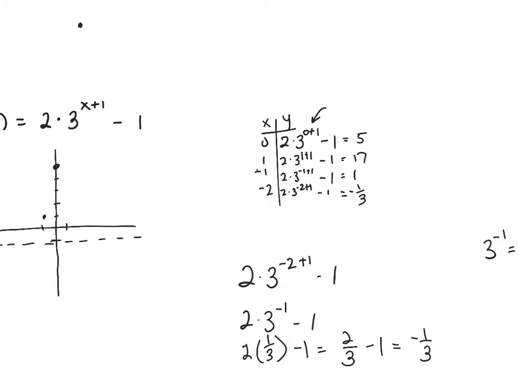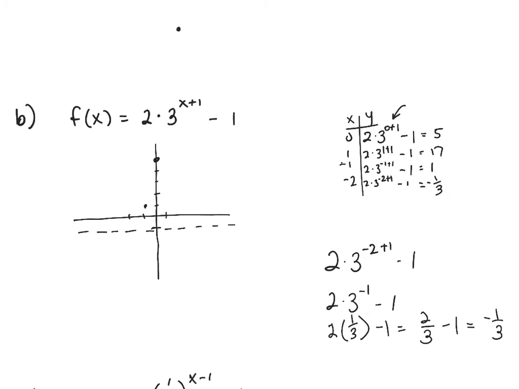So when x equals negative 2, we have negative 1/3, which is about right there. So we have a couple of points right there. You can see it's a little bit steeper. It's been vertically stretched. First of all, because we had a vertical stretch right there, but also the bigger the base, the steeper the increase also. So that's another exponential growth function.